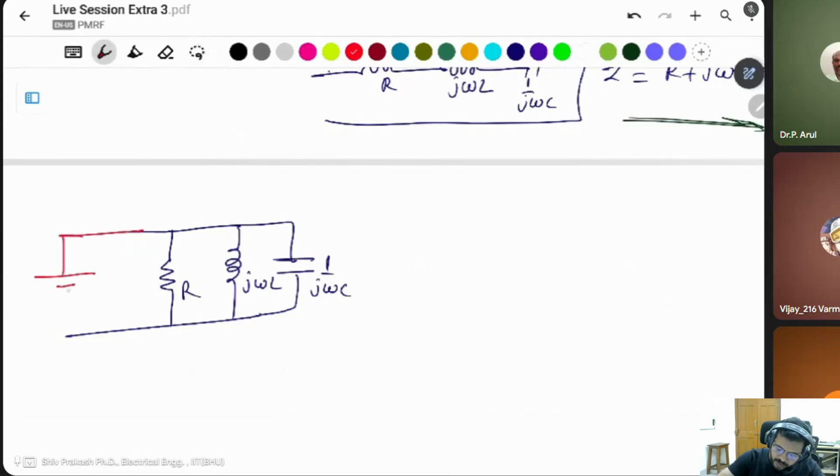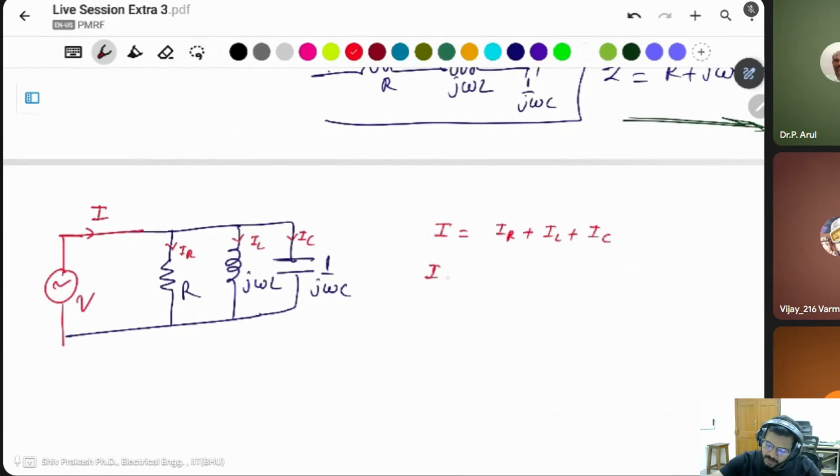Suppose you have a voltage, I take it as voltage V and current I. This current, this current, and this current are IR, IL, IC. I you can say as IR plus IL plus IC. What is IR? V by R.